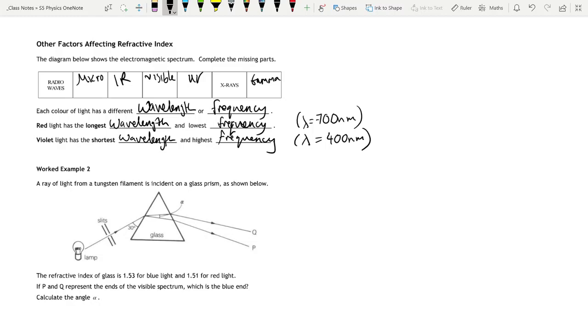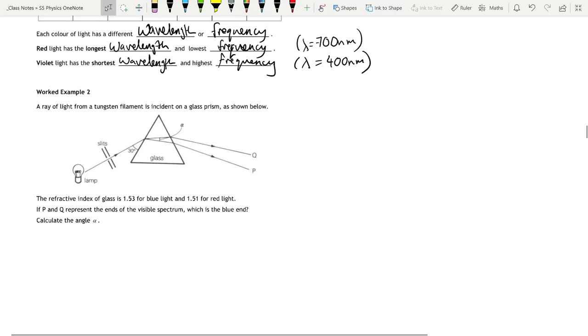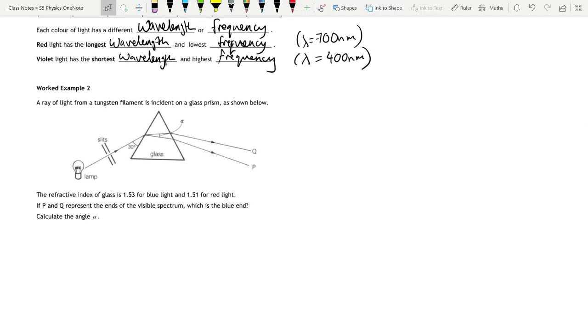Right, so worked example 2 is slightly more complicated. A ray of light from a tungsten filament, so that's just a light bulb basically, is incident on a glass prism, as shown below. So we've got the light going in as white light, but it's getting refracted out and it's basically creating a rainbow. The refractive index of glass is 1.53 for blue light and 1.51 for red light. So there's different refractive indexes for different colours of light. If P and Q represent the ends of the visible spectrum, which is the blue end and the red end, we want to calculate the angle alpha.